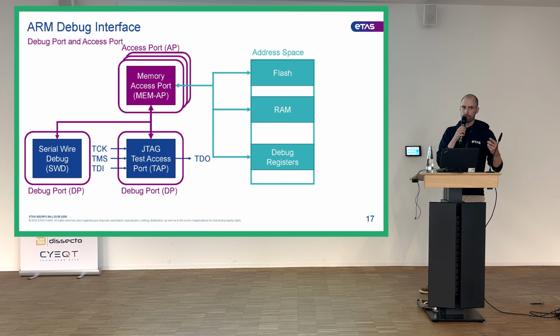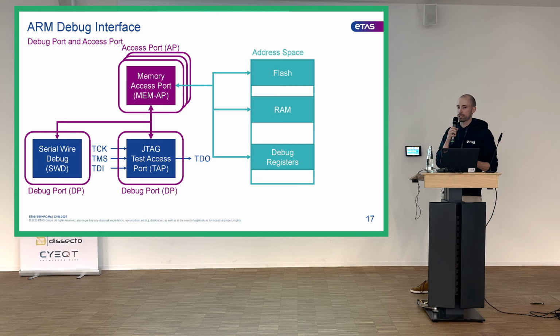Okay, so now we've talked about JTAG. How does ARM implement a debug interface on top of JTAG? ARM calls this JTAG test access port a debug port. And then on top of that, we have one or many access ports. And that's a logical feature. Normally, this is a memory access port.